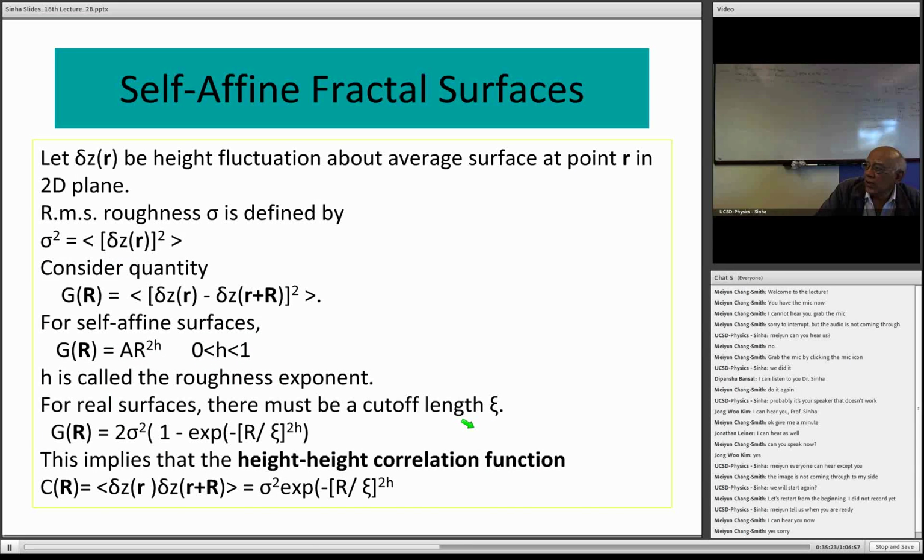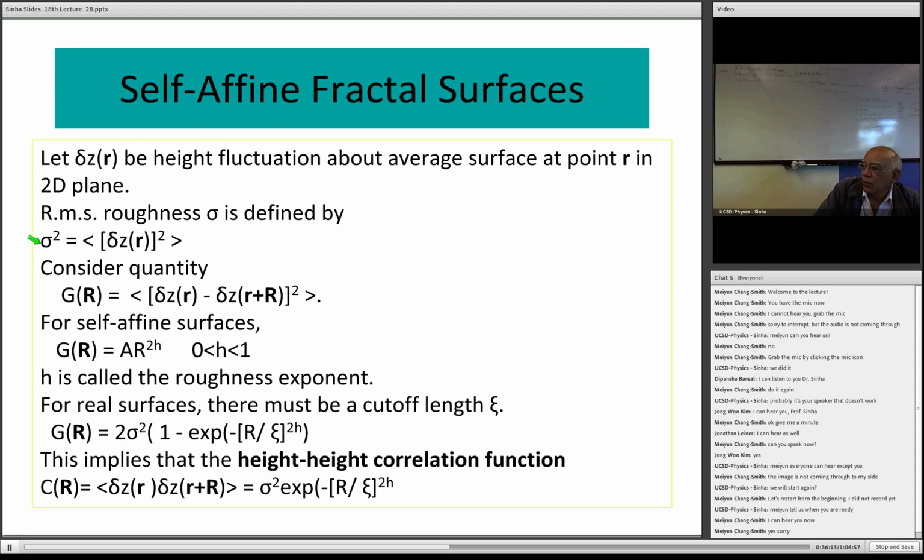So the mathematical algorithm that generates what's called self-affine fractal surfaces is defined as follows. Let's suppose delta z of r is a height fluctuation about the average surface. We can consider an average smooth surface at some point r, a two-dimensional vector r, in the two-dimensional plane of the surface. Now, the root mean square roughness, sigma, is defined by taking the square of this delta z of r and averaging it over the whole surface, and that's the mean square roughness, and you take the square root of that, and that's sigma.